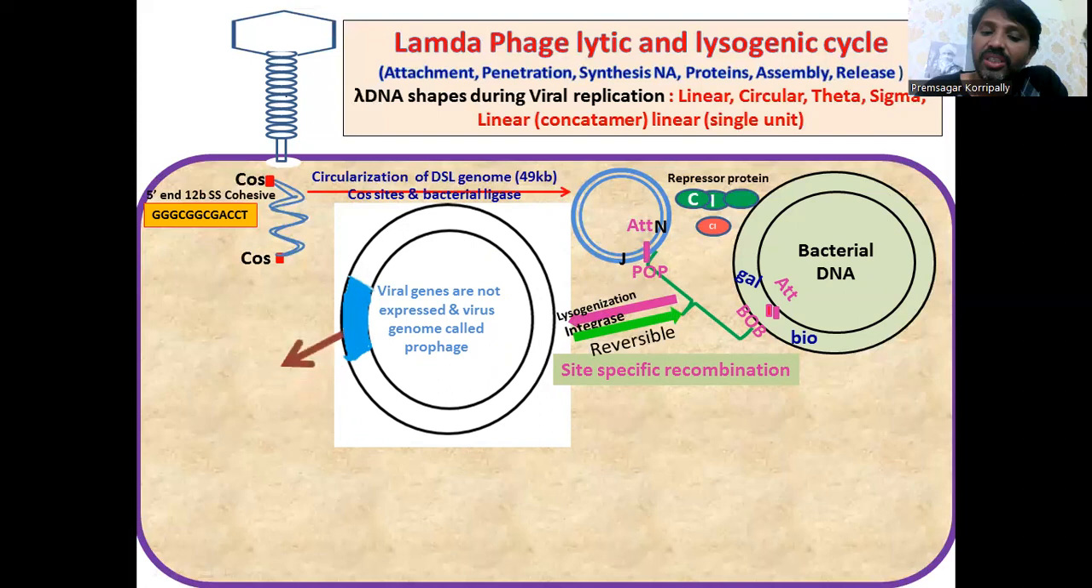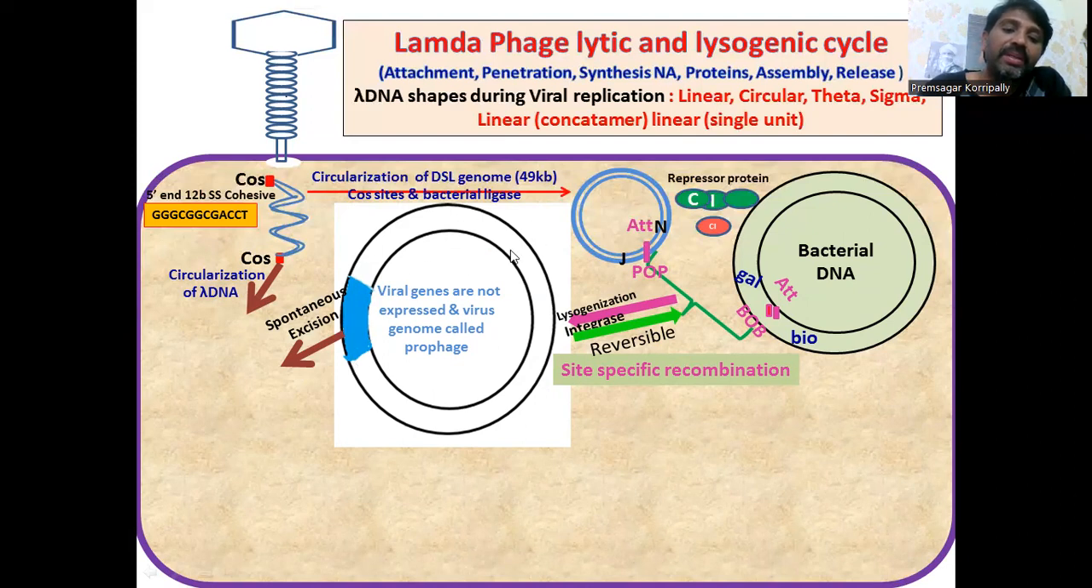Under specific conditions, like after thousands of bacterial cell divisions, the prophage exits from the bacterial DNA. That's called spontaneous excision.